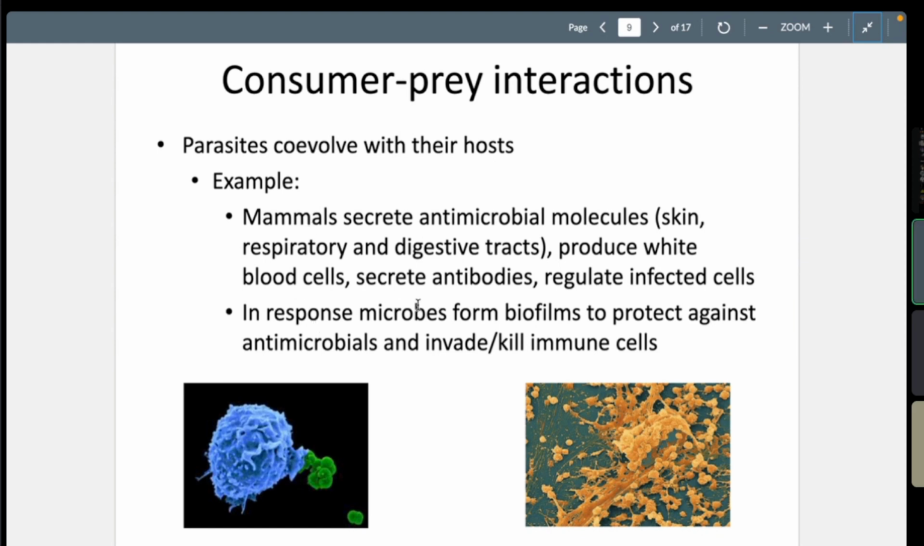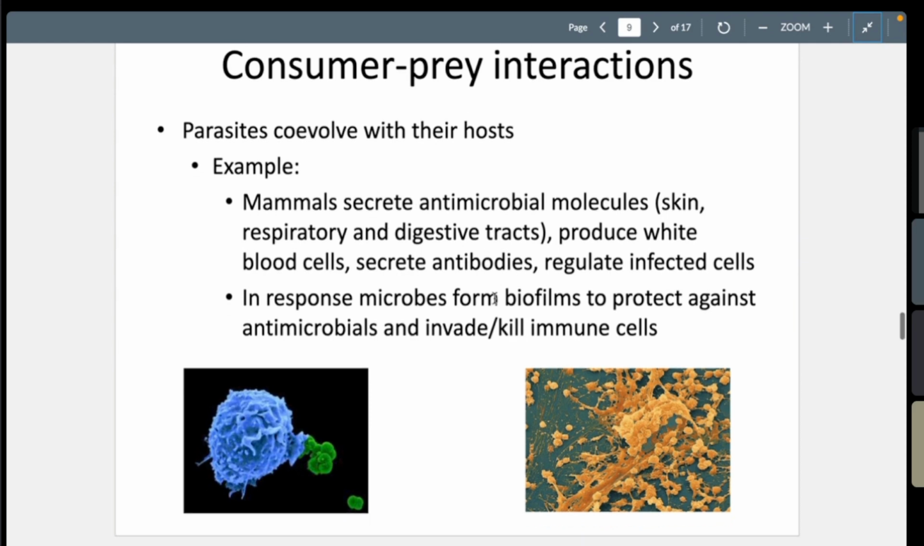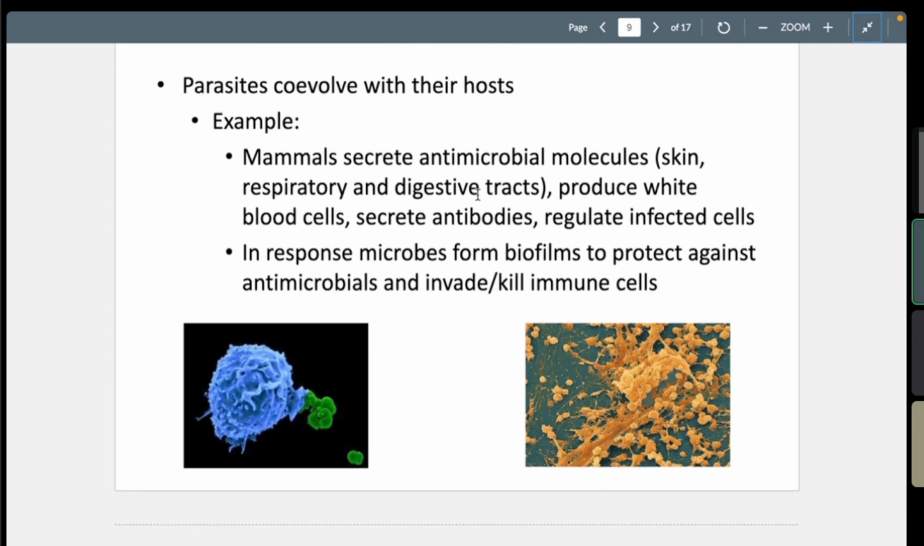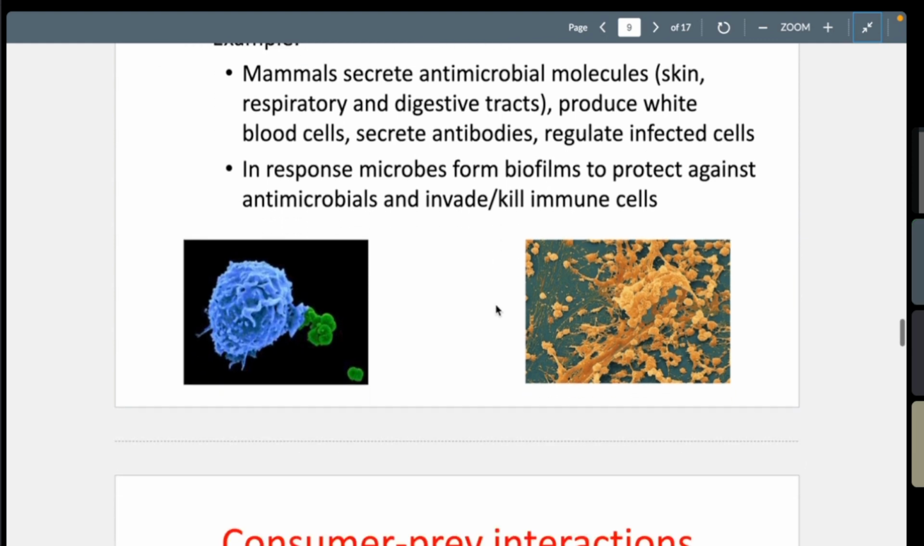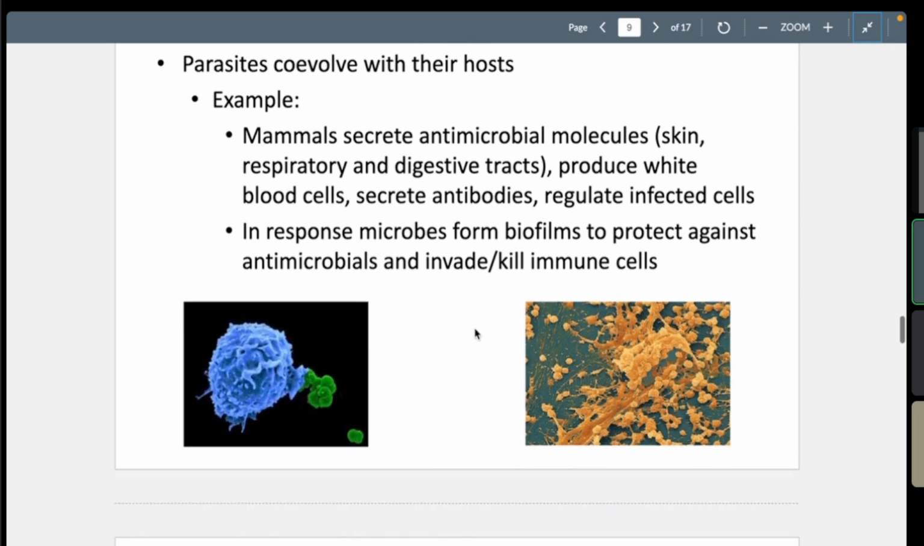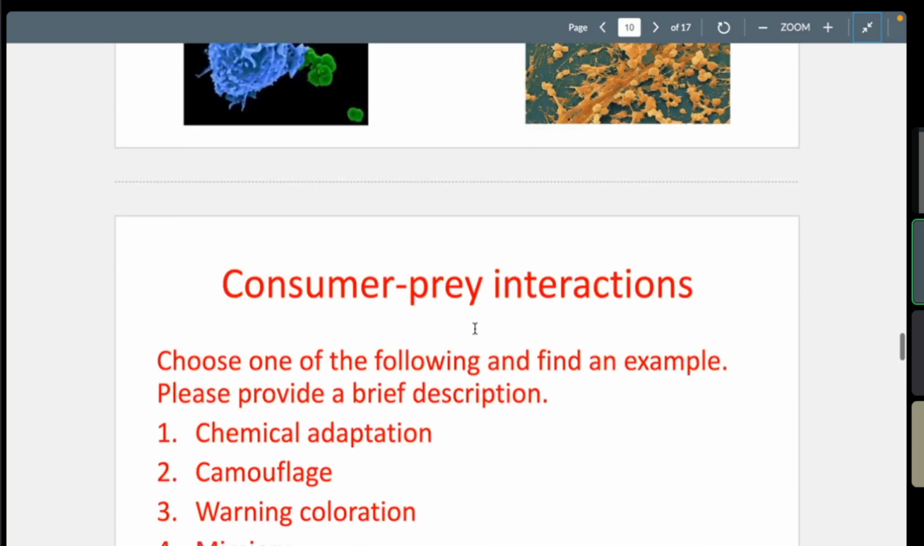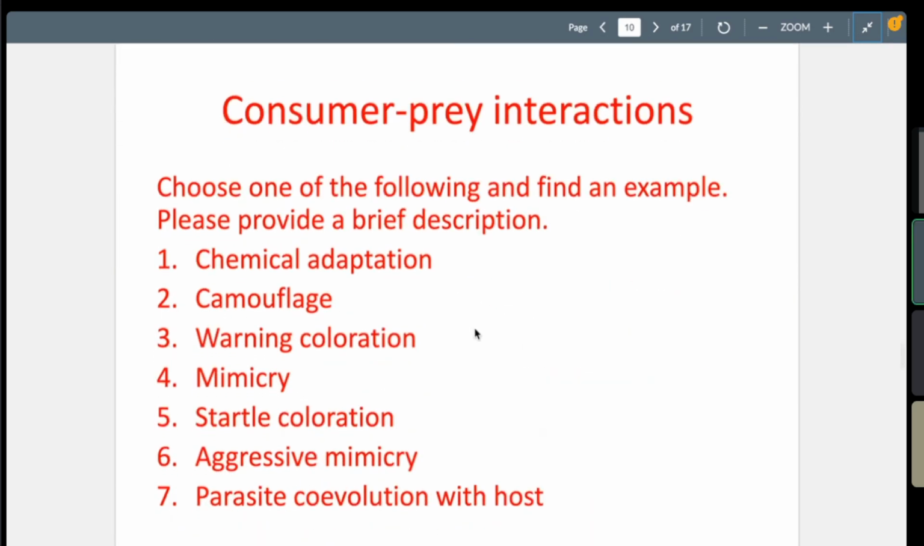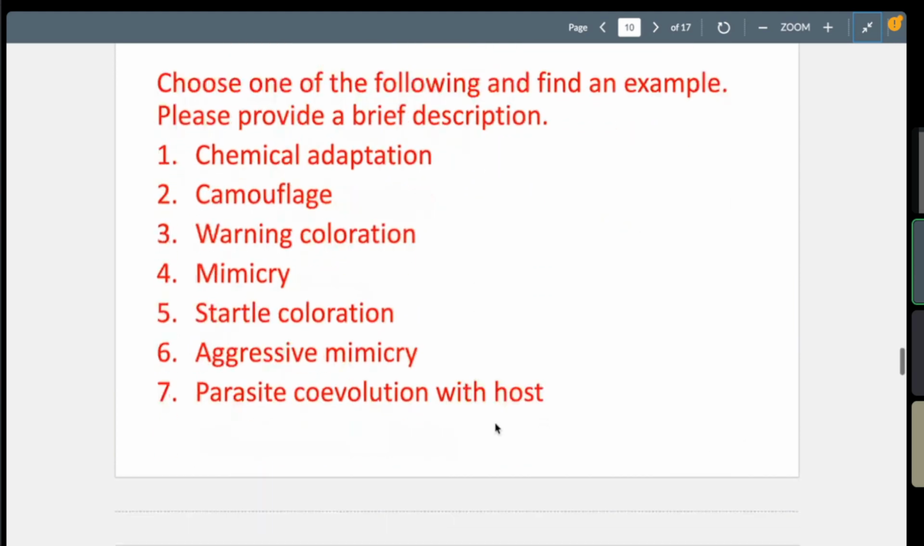In response, these microbes form biofilms to protect against antimicrobials and invade and kill immune cells. So that is how parasites can evolve with their host: the reduction of cells, antibodies, and regulation of infected cells. So that's how something like malaria can live inside your body for a while and can flare up at certain times. So another example, consumer-prey interactions.